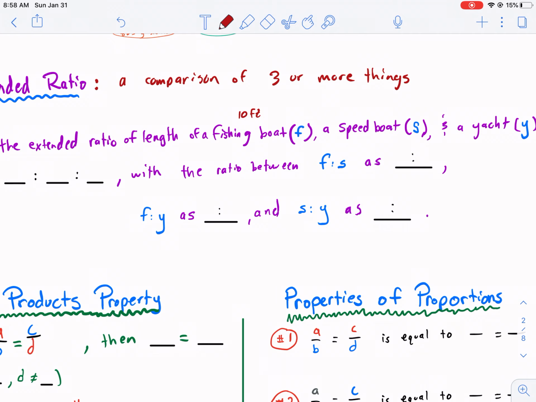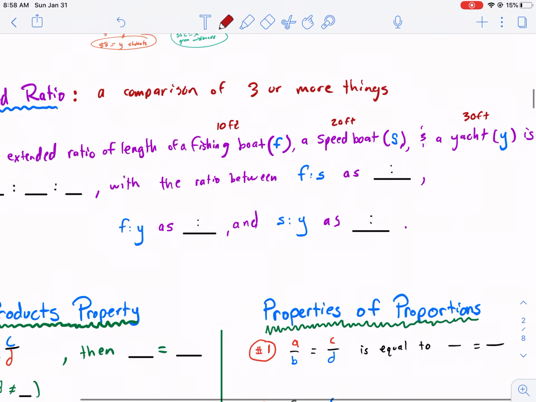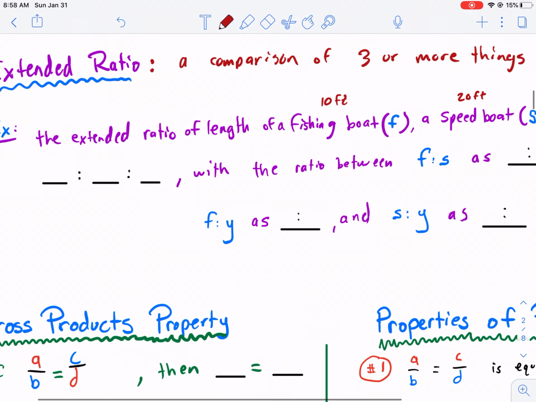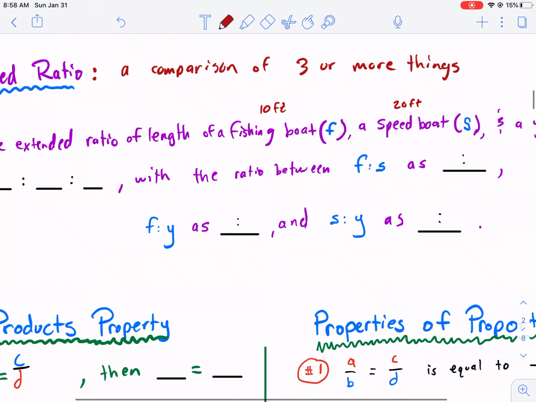Speedboat probably is somewhere around 20 feet. And then we have yacht with a minimum of probably about 30 feet. This is just a rough average. This is in no way research based. This is just to get a sense of extended ratios. So don't be calling me out in the comments.